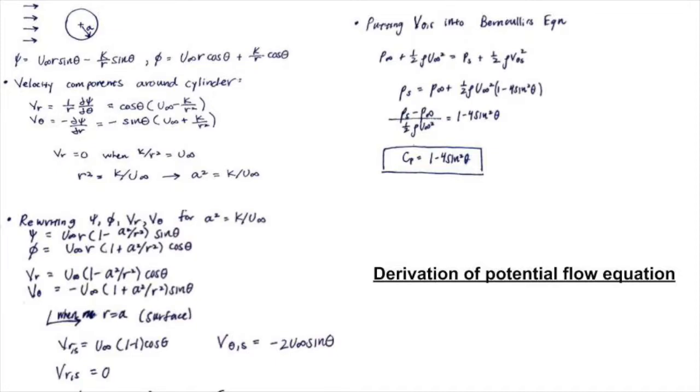If we plug this V theta equation into Bernoulli's principle, we see that the coefficient of pressure across the surface of the cylinder is given by 1 minus 4 sine squared theta. So this is basically the potential flow equation, that Cp is equal to 1 minus 4 sine squared theta, where we're only considering the surface of the cylinder and not the interior.